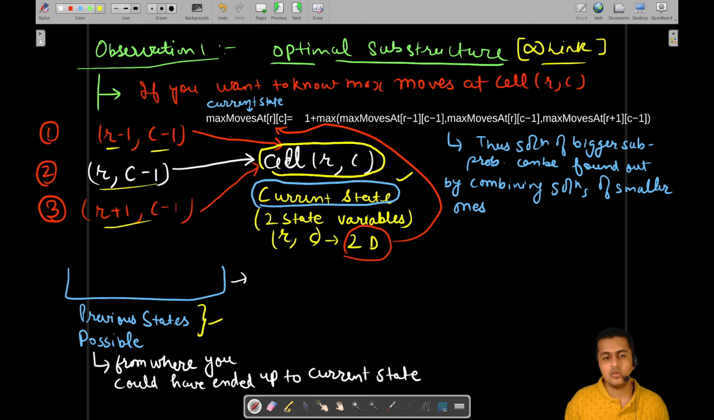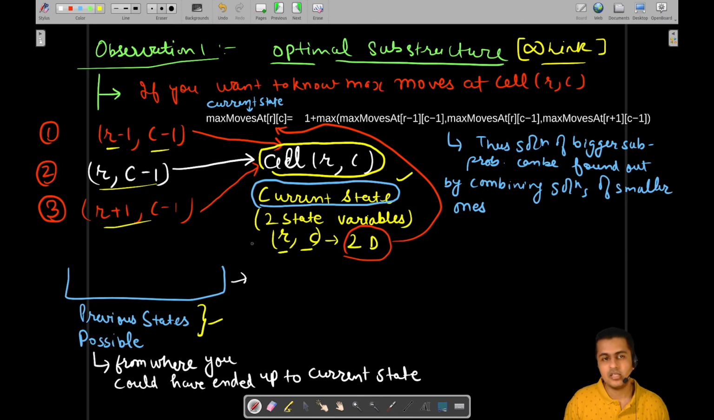So you see that there are two state variables on which the state currently depends. The whole process of finding out the result where you are at depends upon the two variables only, which are the row and the column of the current location, or basically the current cell. So a 2D structure would be sufficient to store the current state and the previous state results. I will be telling you in a bit why we would be storing those results.